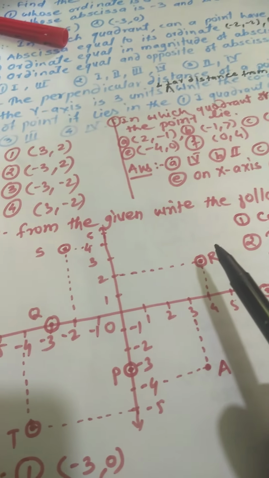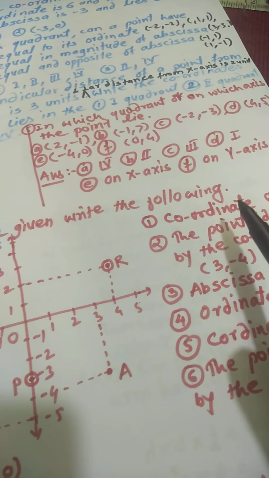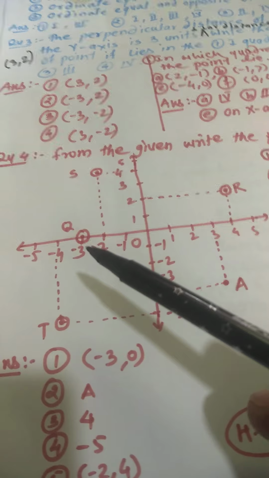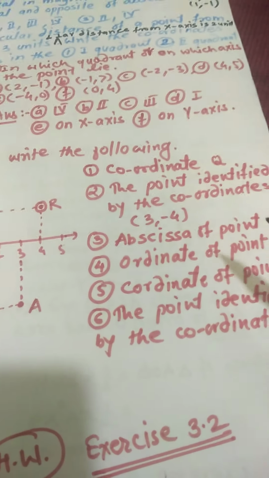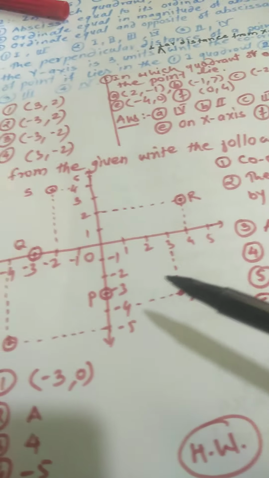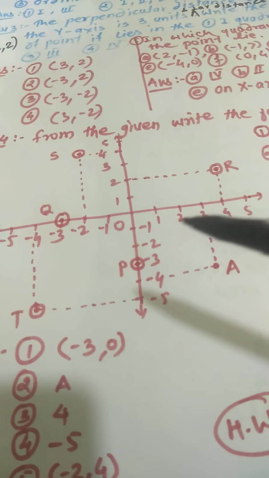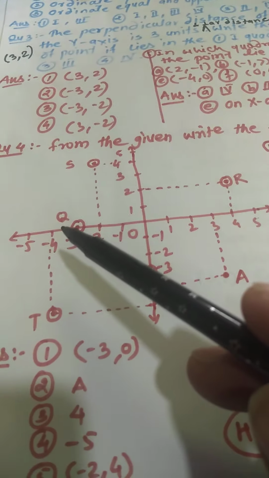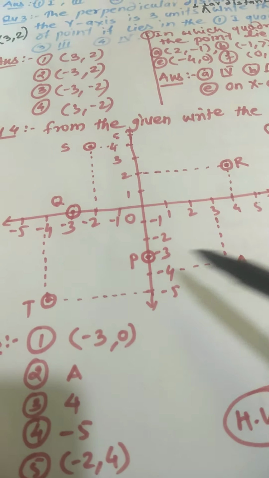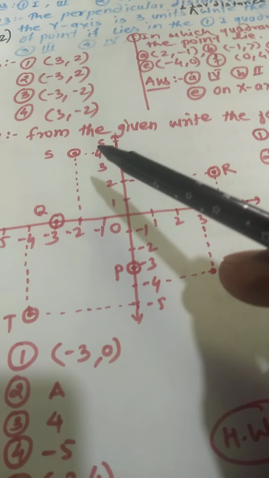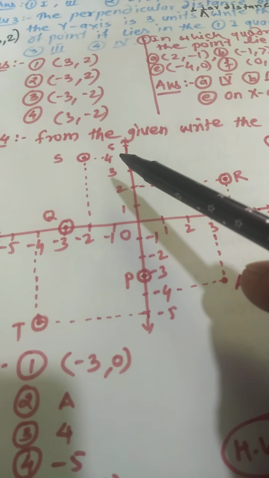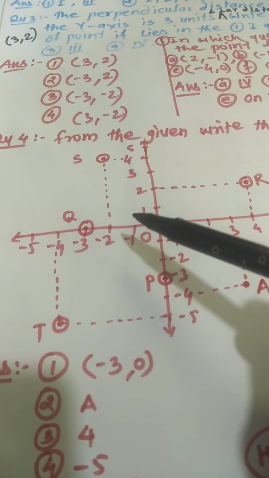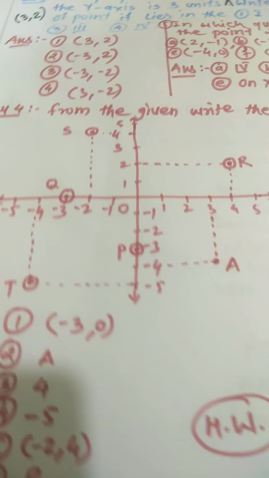From the given figure, write the following. This figure is given. So from this figure we have to write the answers to these questions. First we have to read the figure carefully. Here points are located with dotted lines. Whenever we plot points on the graph, we have to plot them with dotted lines. So see here, this figure is given.